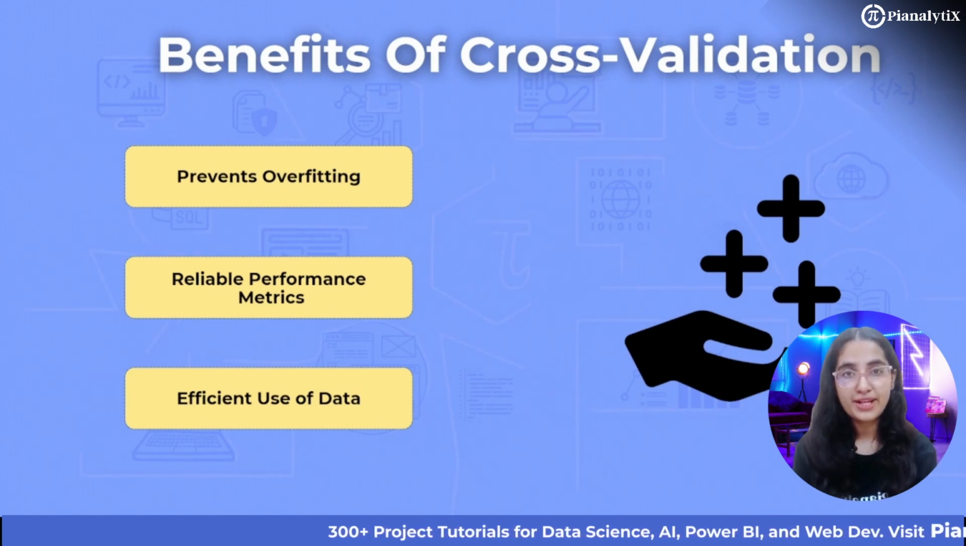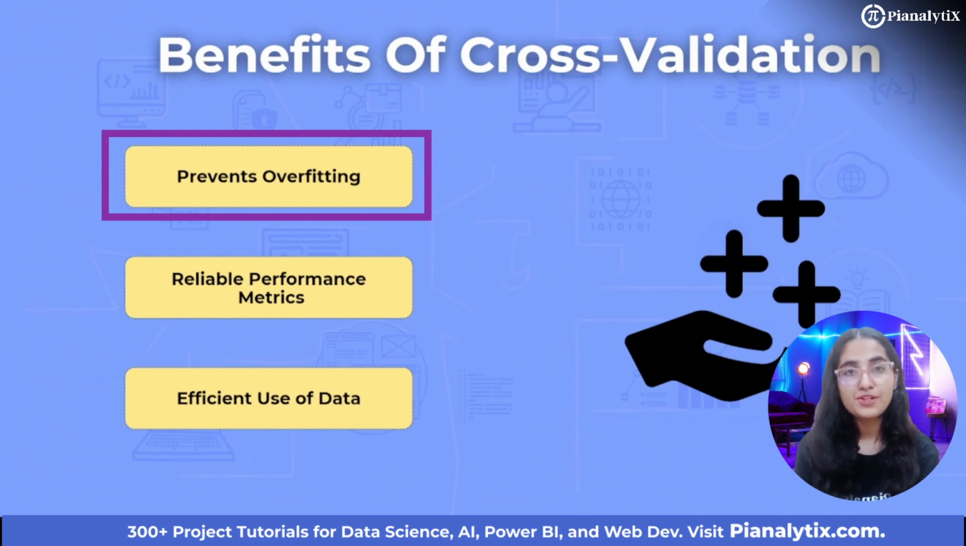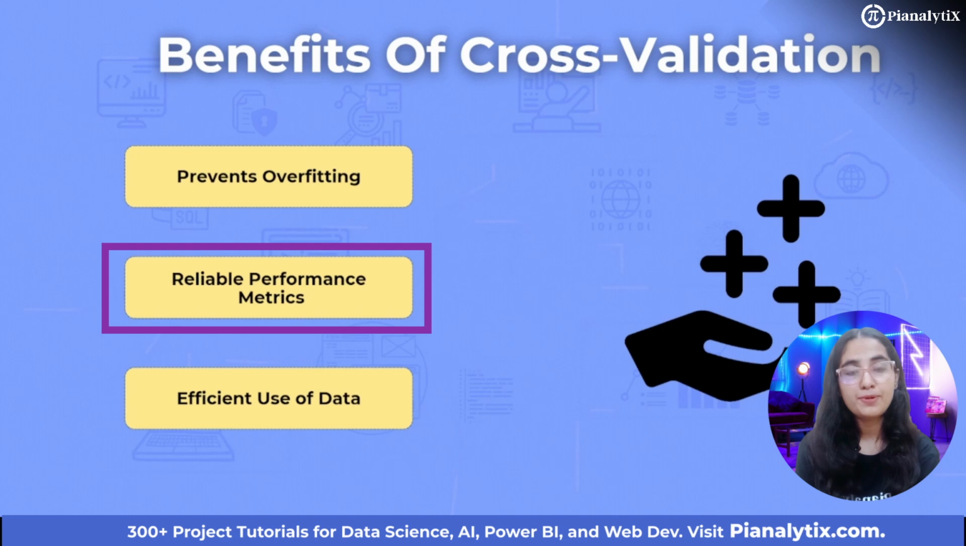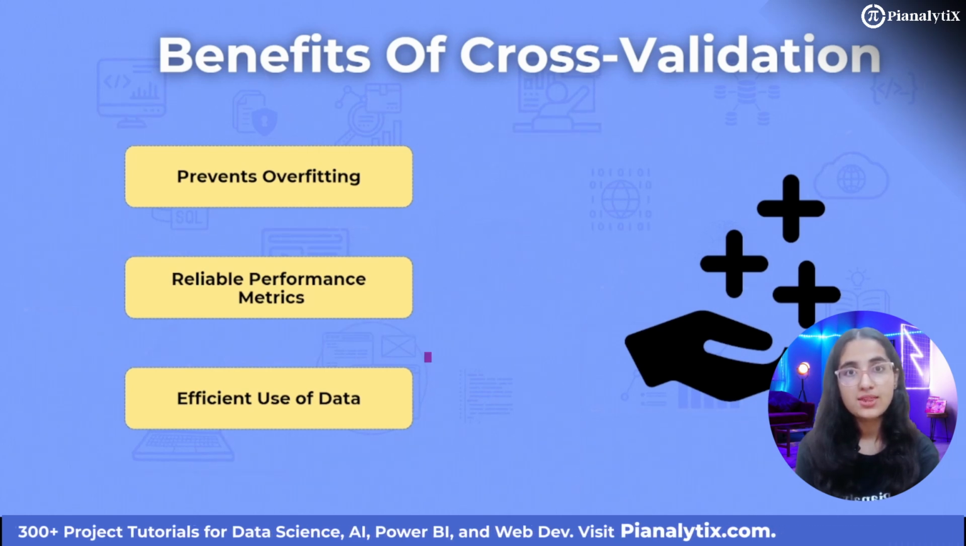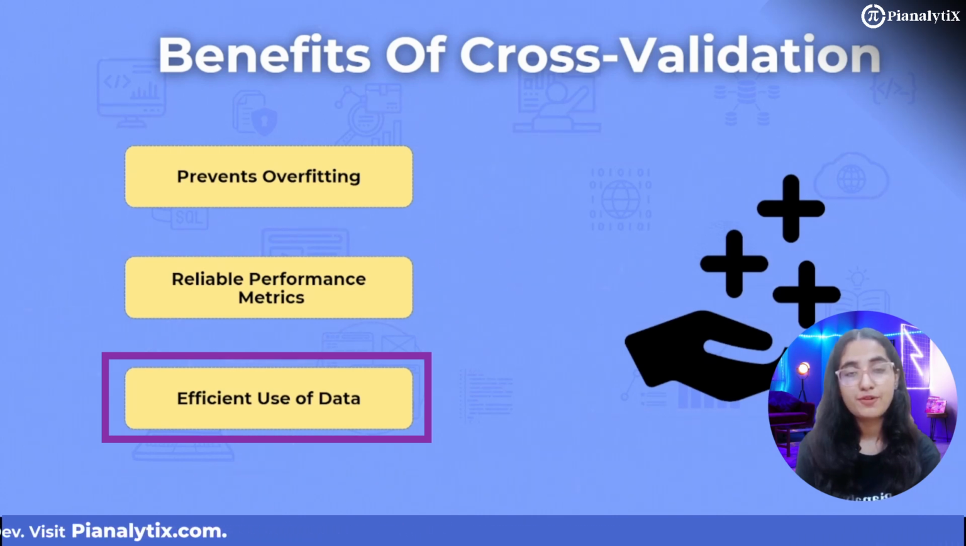Now, why should we use cross-validation? Here are the key benefits. First, prevents overfitting. It ensures the model generalizes well to new unseen data. Second, reliable performance metrics. The average results from different folds give a better picture of how the model will perform in real-world scenarios. Third, effective use of data. Cross-validation uses the entire data set for both training and testing over multiple rounds, which enables the efficient use of data.